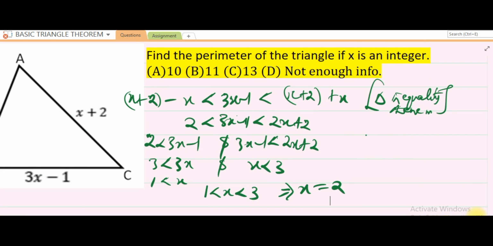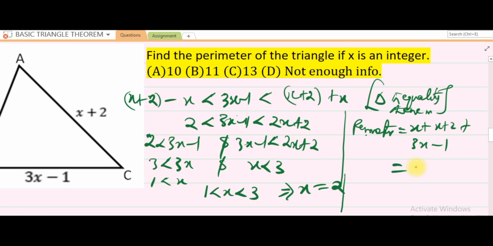But we're asked to find the perimeter. Perimeter is the addition of all three sides. So perimeter is now x plus 2 plus 3x minus 1 plus x, which is 5x plus 1. 5 times 2 plus 1. So this should be 11. So the answer is B. So the question is solved using the triangle inequality theorem.